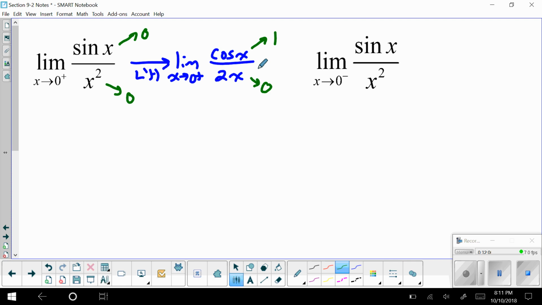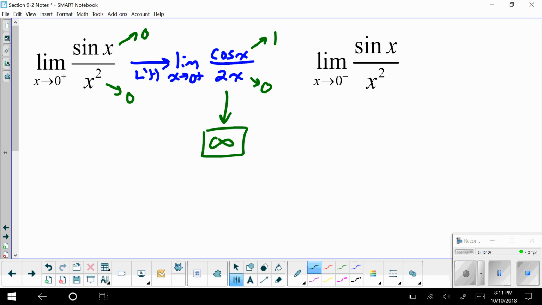To decide which one, I can actually just say, well, x is going to be small, since I'm approaching from the right, x is a small positive number. So my denominator is going to be positive. And because it's a small positive number on the unit circle, it would be in quadrant 1. So the cosine of x will also be positive. So this is approaching positive infinity.